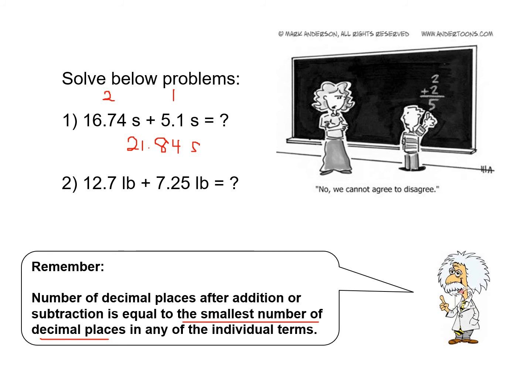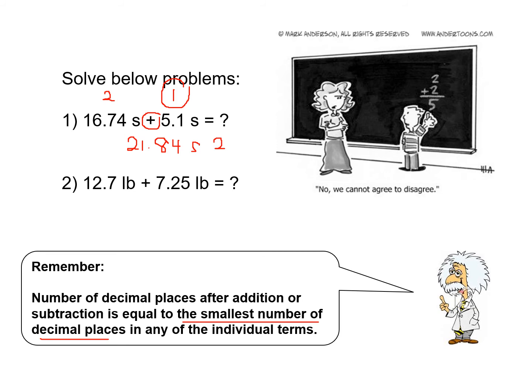So according to the Einstein, little Einstein over here, saying the number of decimal places after addition or subtraction. Okay, this one is addition. Tambah ya, is equal to the smallest number of the decimal places. So which one is smaller, 1 or 2? Definitely 1.